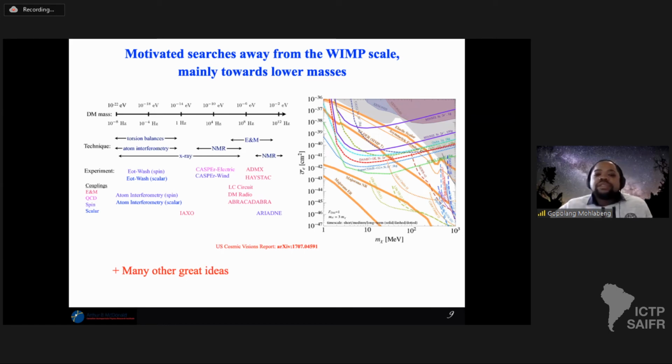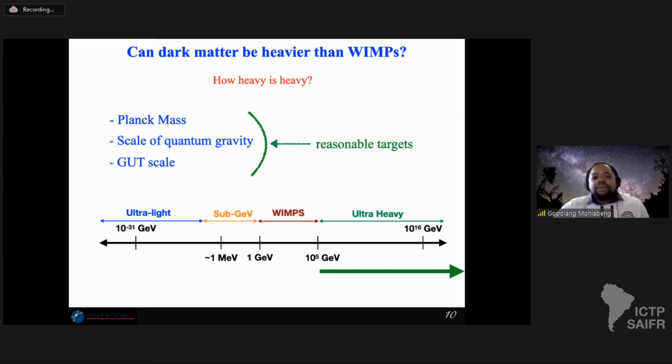So the question that we could ask as well is, can dark matter be heavier than WIMPs? Well, of course it can. How heavy is heavy? Well, why don't we be ambitious and look at the larger scales in our elementary theories, like the Planck mass scale, the scale of quantum gravity, or the GUT scale? These are reasonable targets that we can possibly achieve. So when I talk about ultra heavy dark matter, I mean any particle that is larger than 10 to the 5 GeV mass.